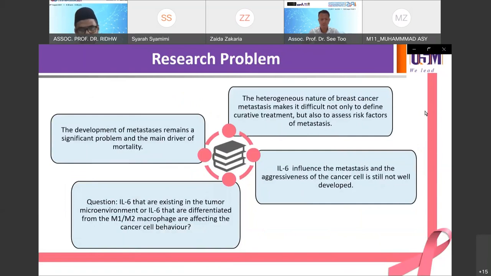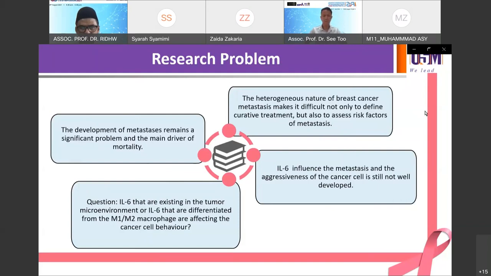Despite a lot of recent advances in the detection and treatment of breast cancer, the development of metastasis remains a significant problem and the main driver of mortality. The heterogeneous nature of breast cancer metastasis makes it difficult not only to define curative treatment, but also to assess risk factor of metastasis. So, what is the relationship of this problem with macrophage and IL-6?